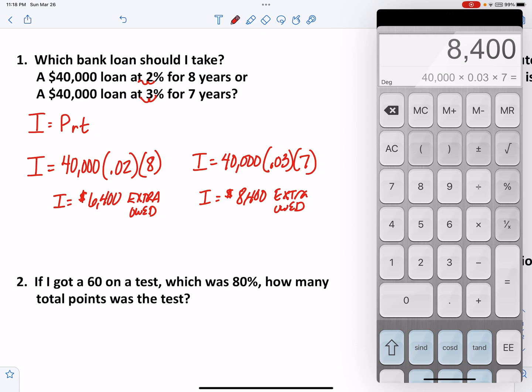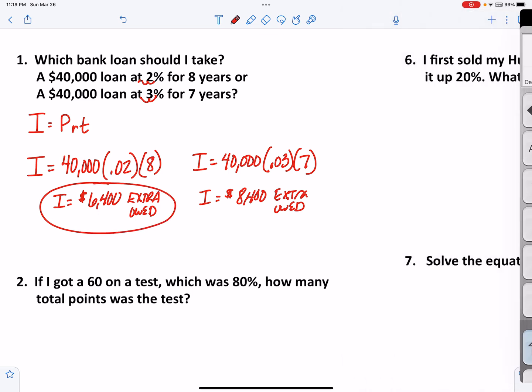And so if we're thinking about it being a loan, I don't want to owe more. So which bank loan should I take? I'm going to definitely take this bank loan. Okay. All right, let's go ahead and check out the next one.